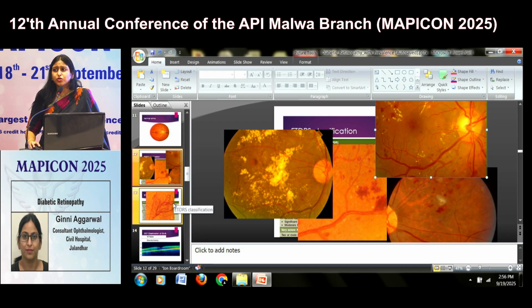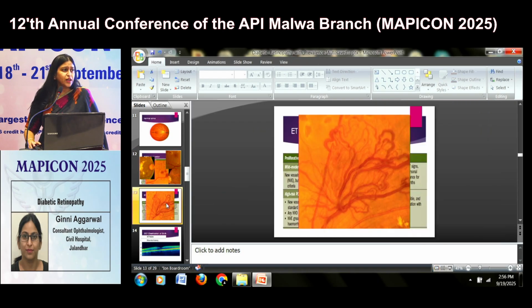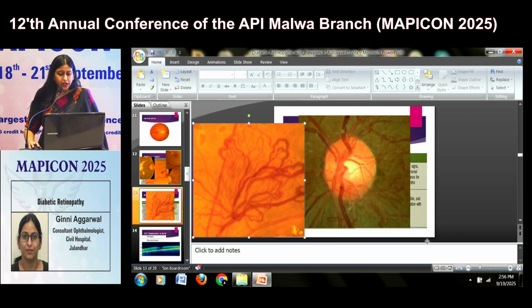Most of our centers do not have very sophisticated machines like optical coherence tomography. So these methods still help us to diagnose patients on a daily basis. Then there is proliferative diabetic retinopathy.